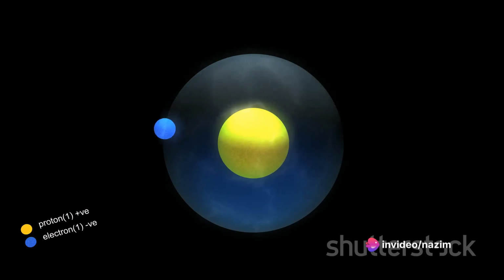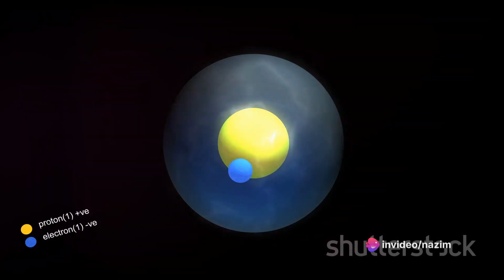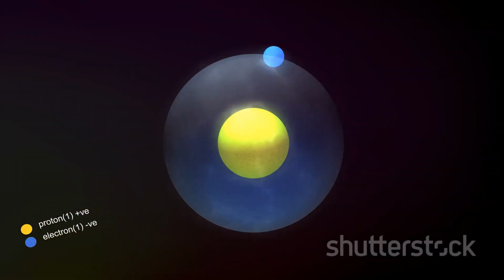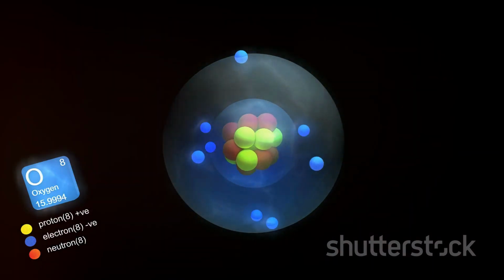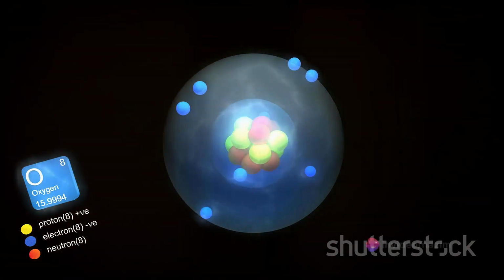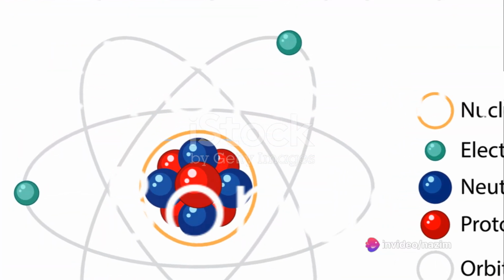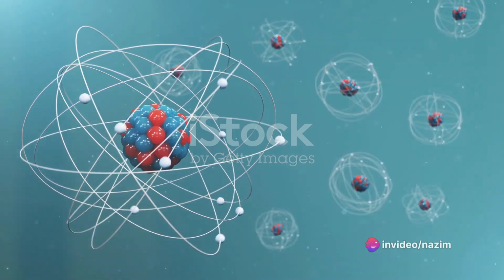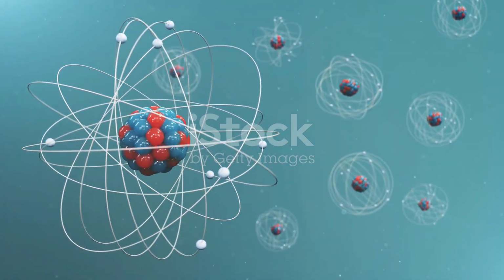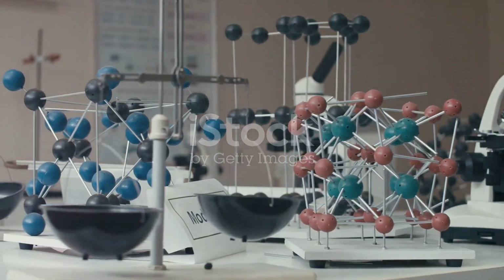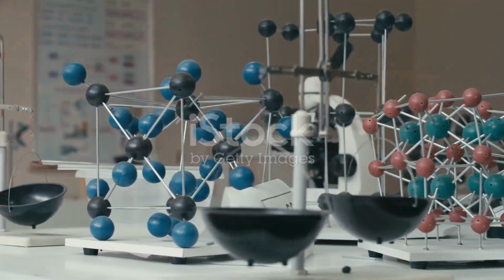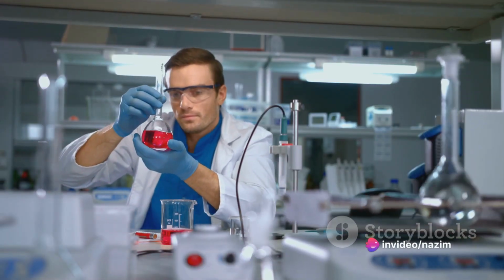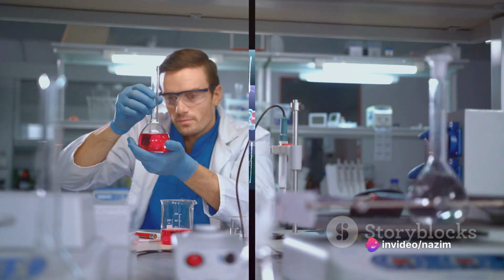For example, an atom with one proton is hydrogen, the simplest and most abundant element in the universe. An atom with 8 protons is oxygen, a key component of the air we breathe. The arrangement of electrons in an atom's orbitals, on the other hand, plays a crucial role in its chemical behavior. Electrons in the outermost energy level, or shell, are called valence electrons. These are the electrons involved in forming chemical bonds with other atoms.